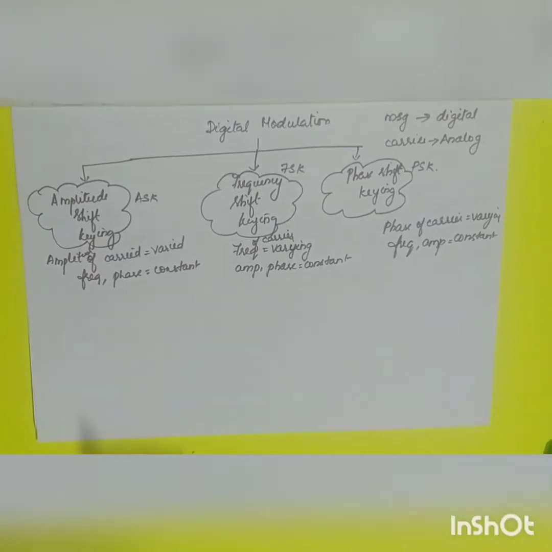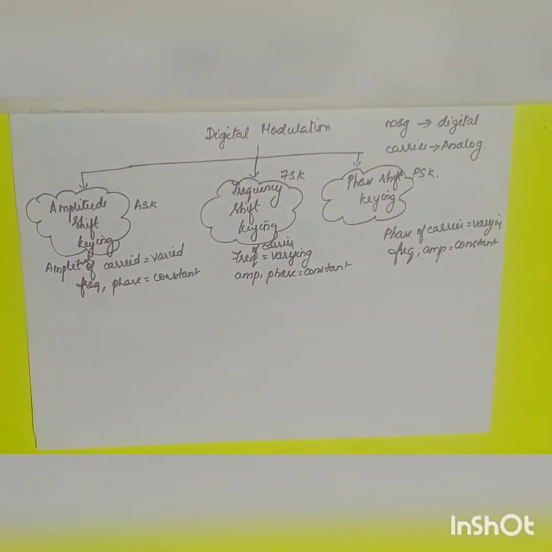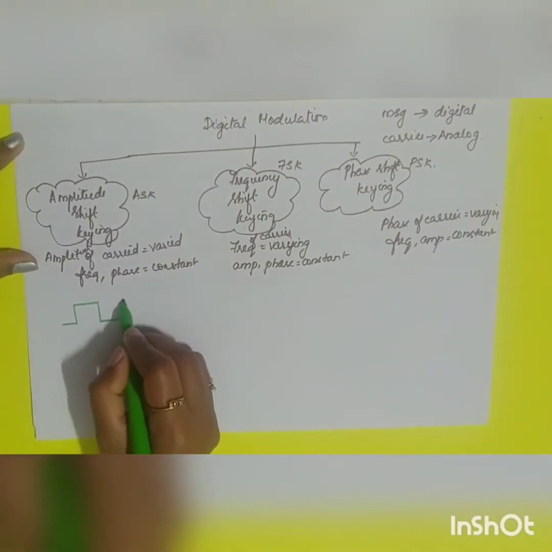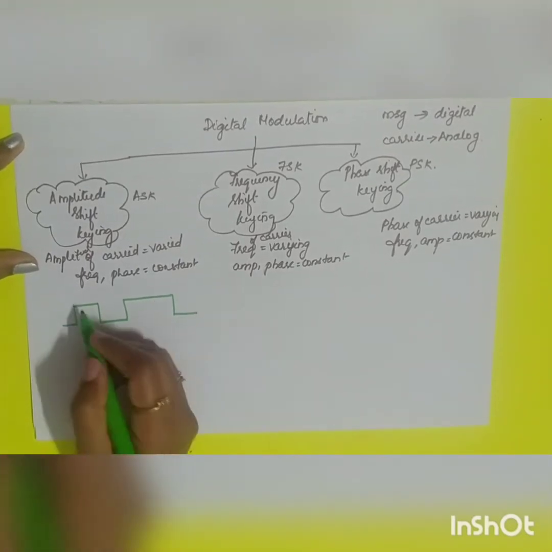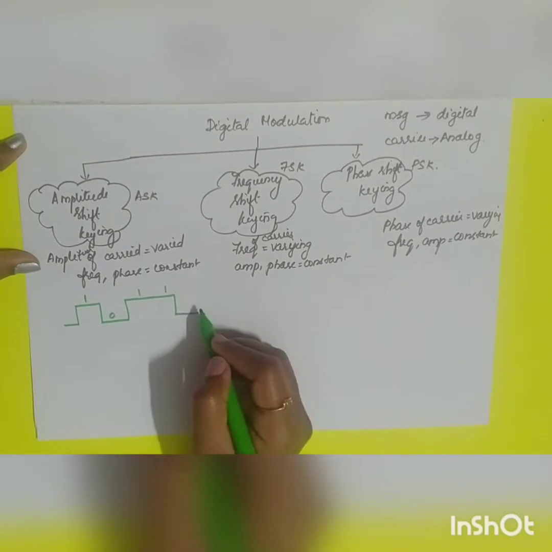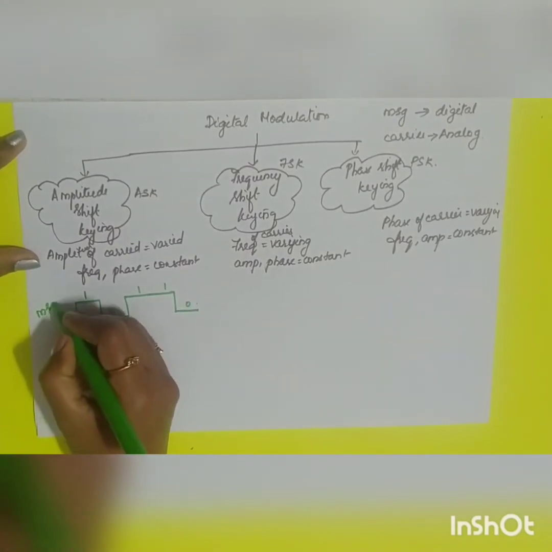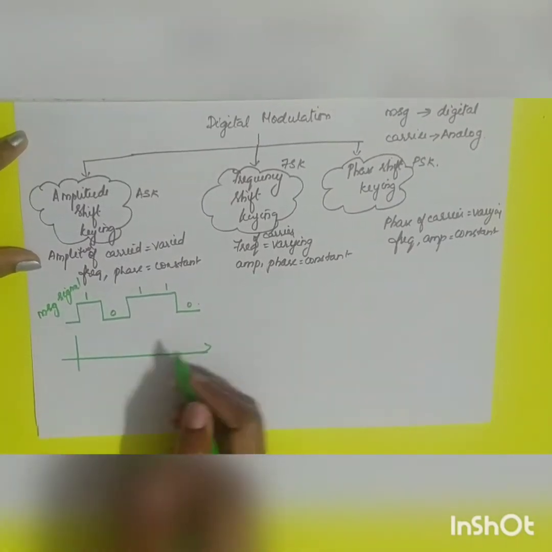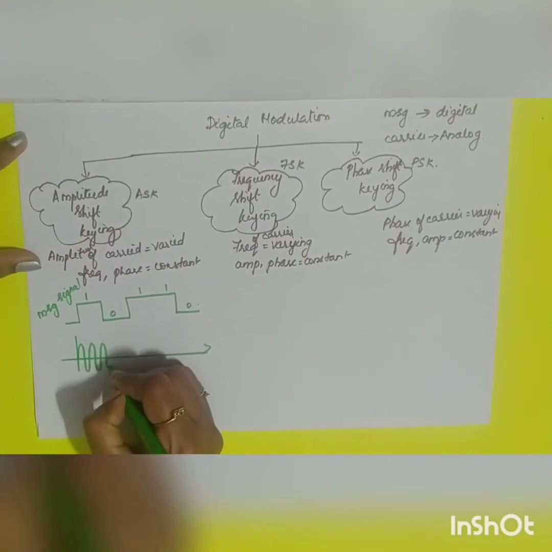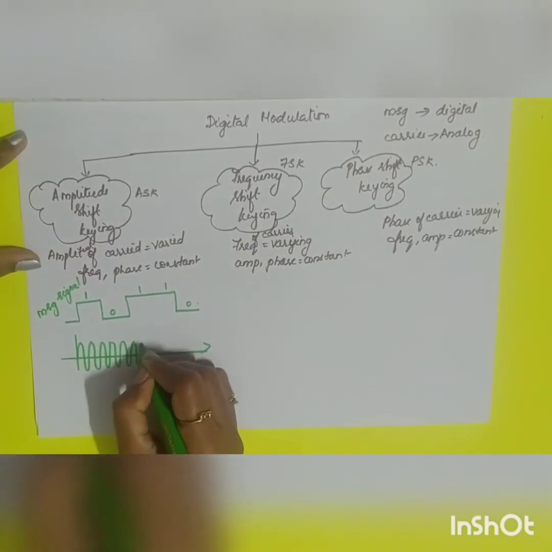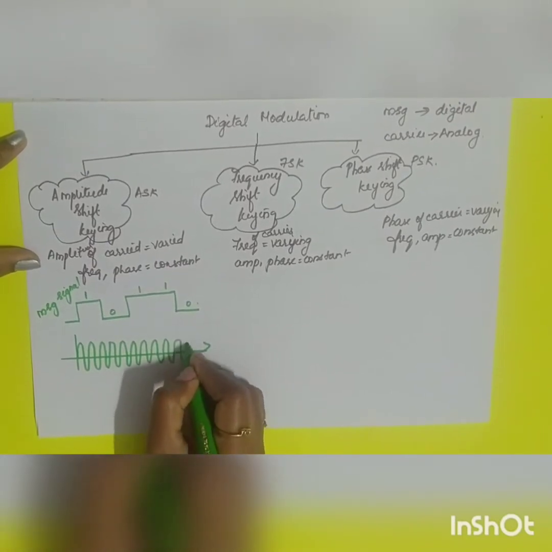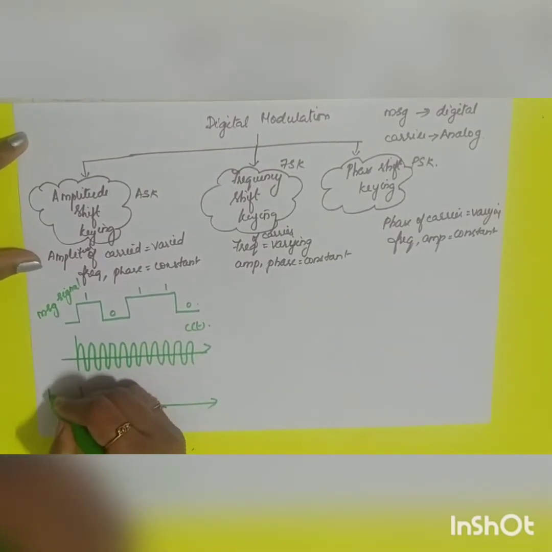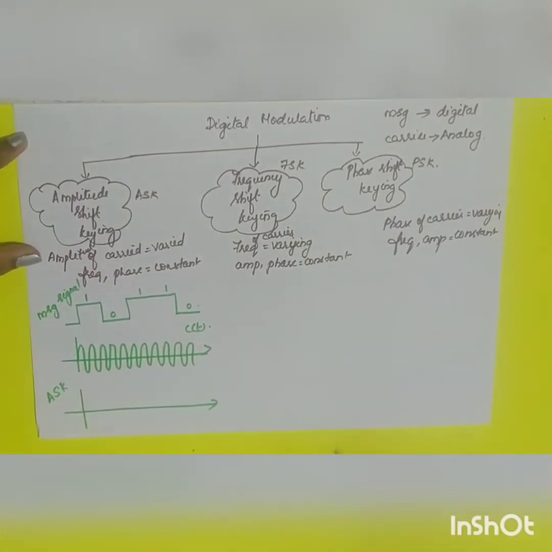Now let us see the waveforms. In the case of amplitude shift keying, take your message signal as 1 0 1 1 0. This is your message signal. Now what is your carrier signal? You will have a high frequency sinusoidal carrier signal, C of t. Now what will be your amplitude modulated signal, that is the amplitude shift keying signal, the ASK signal.